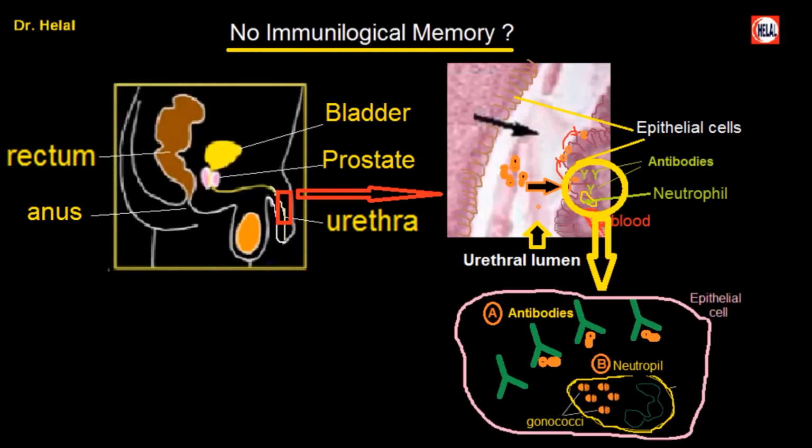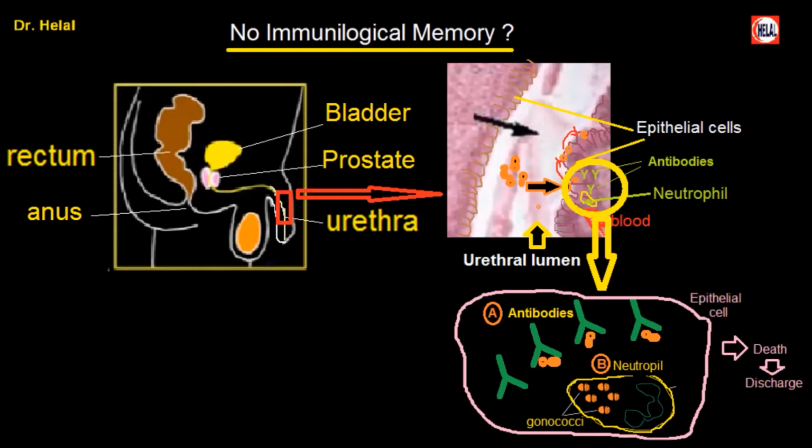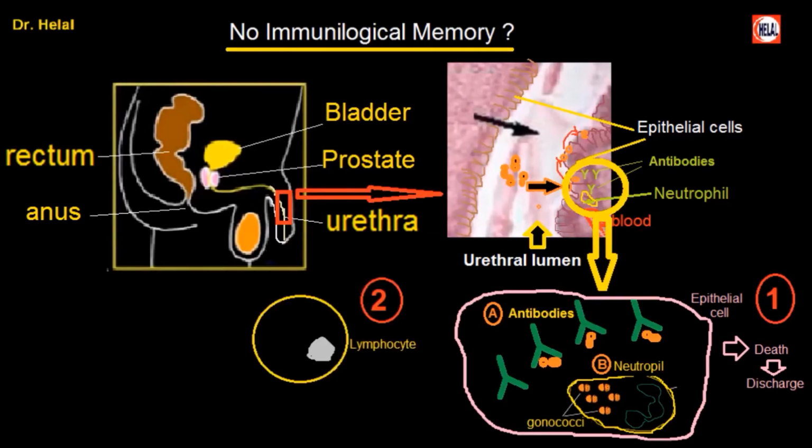These transactions take place inside the cells in the mucous membranes in the urethra. The outcome of this inflammatory response is destruction of the infected cells, resulting in pus that comes out of the urethra in the form of discharge. This is the first step of the immunological response against gonococci. The second step in the immunological response is to develop immunological memory, which is correct for other bacteria but not for gonorrhea.